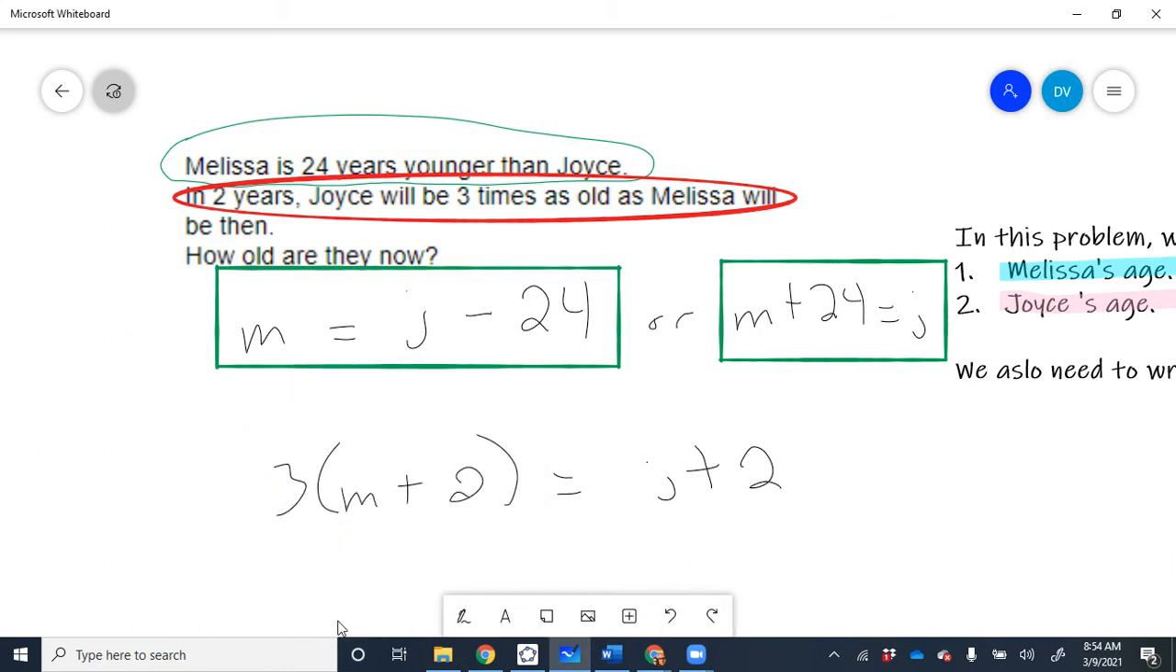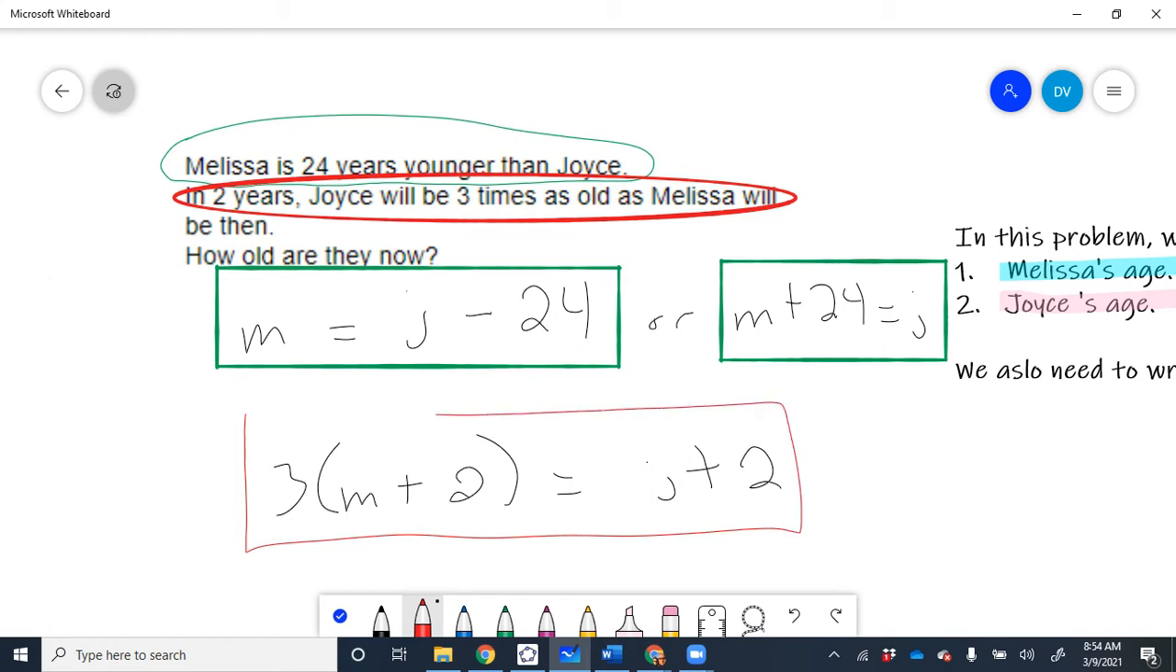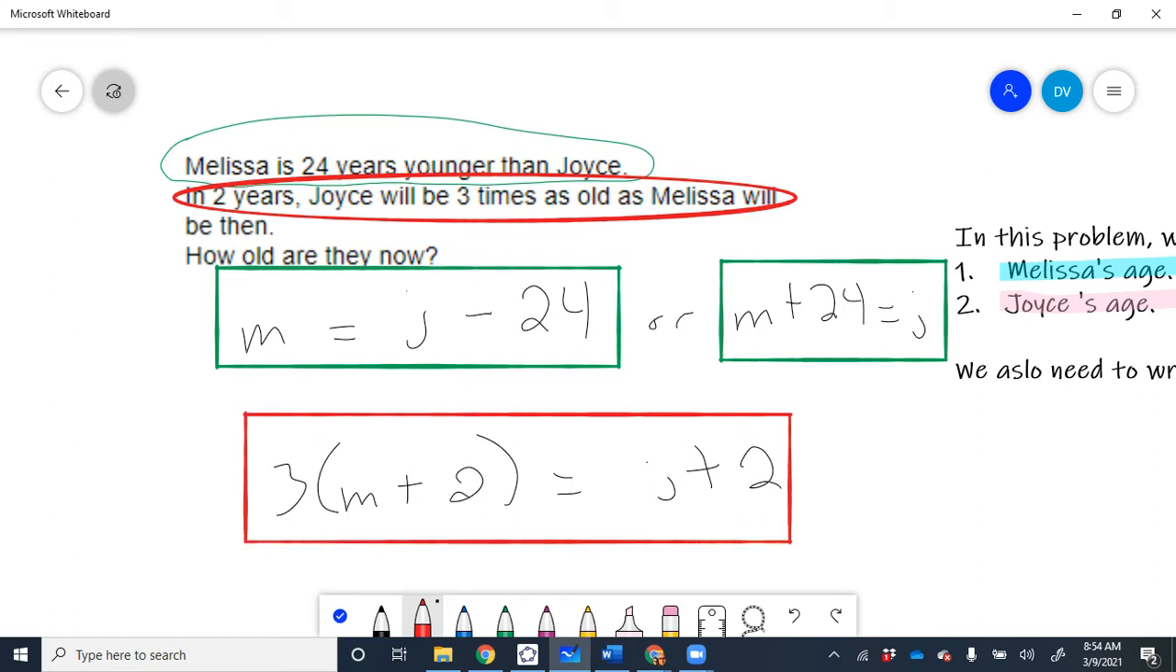And that's going to be our red equation. Now notice that I wrote the green equation in two different ways. That's because we could replace the m with j minus 24, or we could replace the j with m plus 24. It really doesn't matter which one.